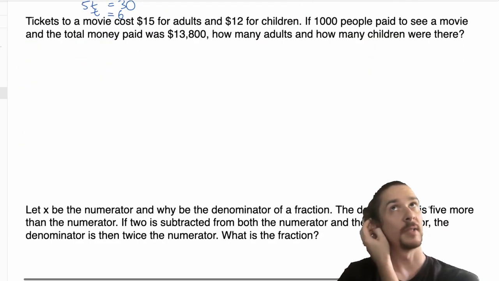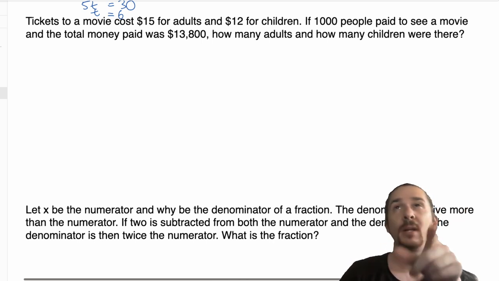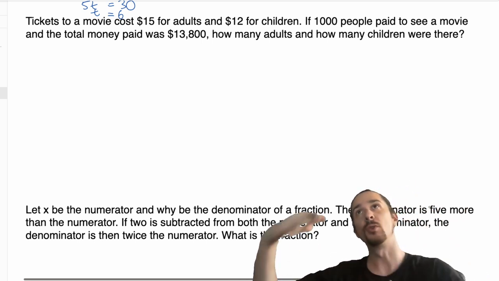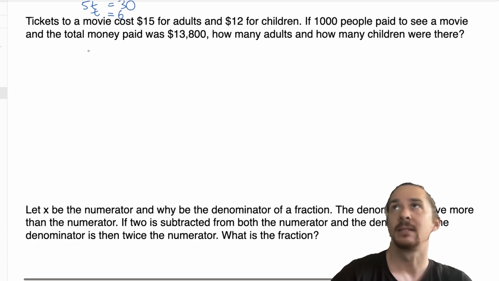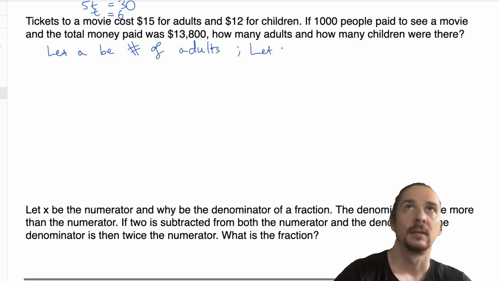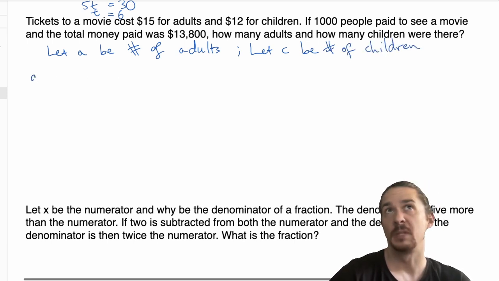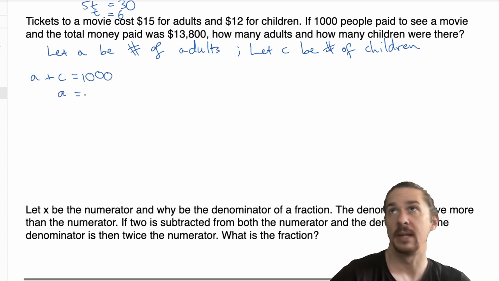Tickets to a movie cost $15 for adults and $12 for children. If 1,000 people paid to see a movie and the total money paid was $13,800, how many adults and how many children were there? Okay, so I'm going to start this in almost exactly the same way. Let A be the number of adults and let C be the number of children. There's 1,000 people, which means A plus C equals 1,000, or as we're going to do in a second, A is going to be negative C plus 1,000. This is our first equation.